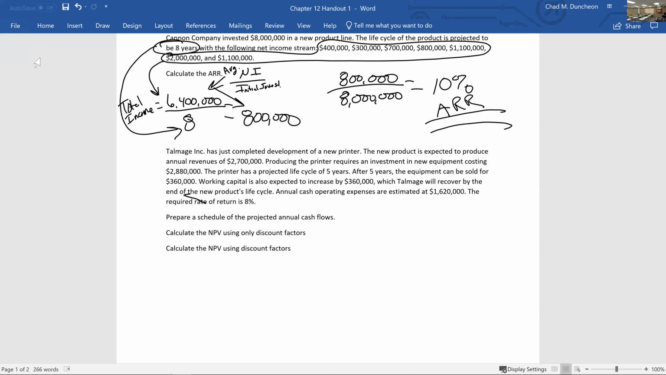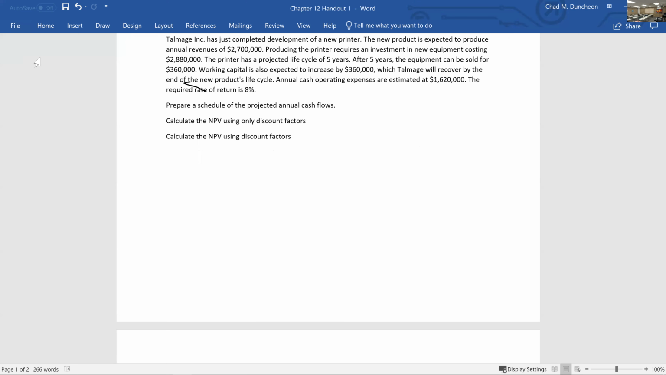All right, number 3 here, our first net present value problem. Okay, I don't know why it has this on there twice. I made it, I should know. We only need to calculate the net present value using the discount factors. Okay, so the first thing we need to do is find our cash flows.